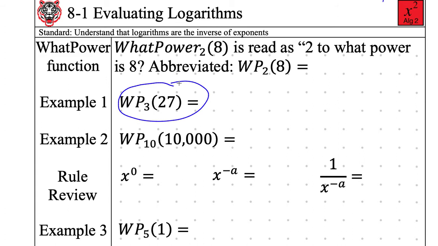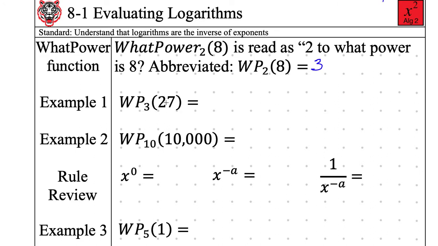All right, so let's actually solve this original one. 2 to what power is 8? Quiet raised hand. Now solve this. Ellery? 2 to the 3rd. Yeah, 2 to the 3rd power is 8. So the answer to this what power function is 3. 2 to what power is 8? Well, 3.